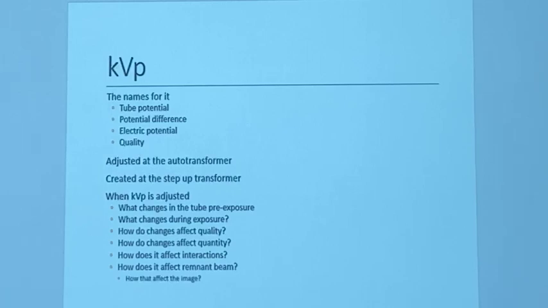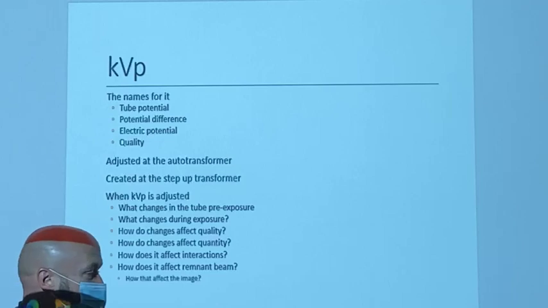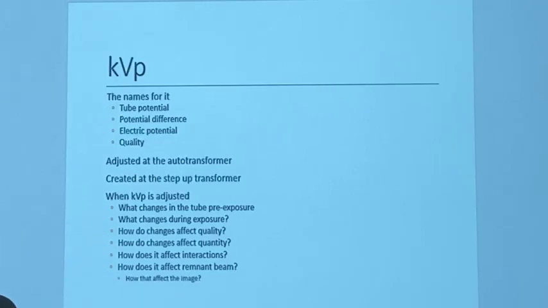So how does it affect interactions? All interactions go down with the increase in KVP, but the photoelectric go down faster than the brems. So how does it affect the remnant beam? Again, exponentially increases in the remnant beam if we increase KVP. And how does that affect the image?